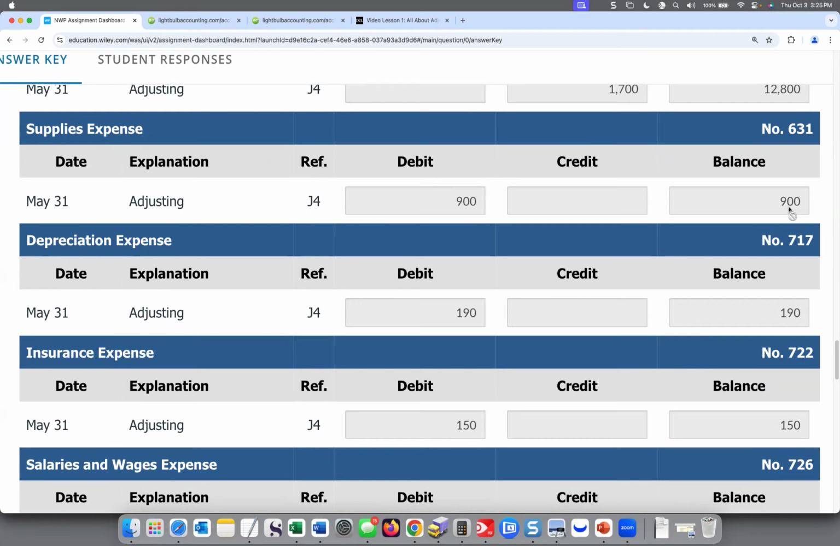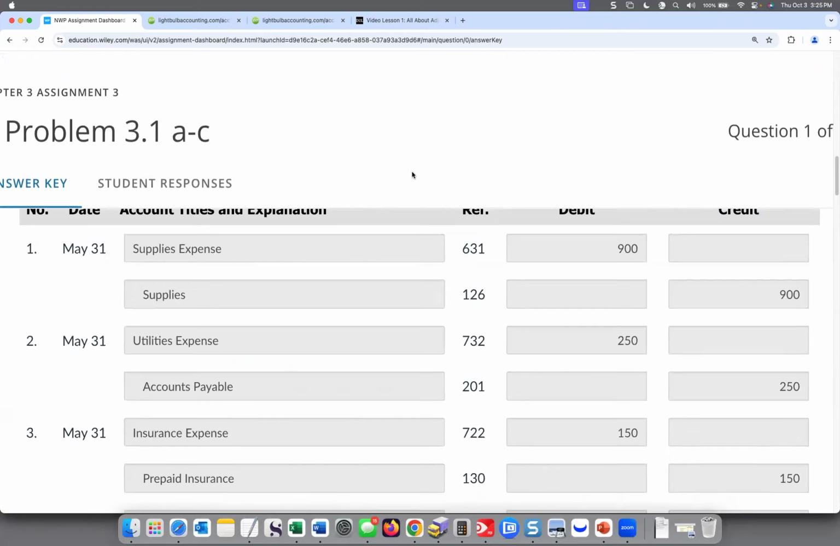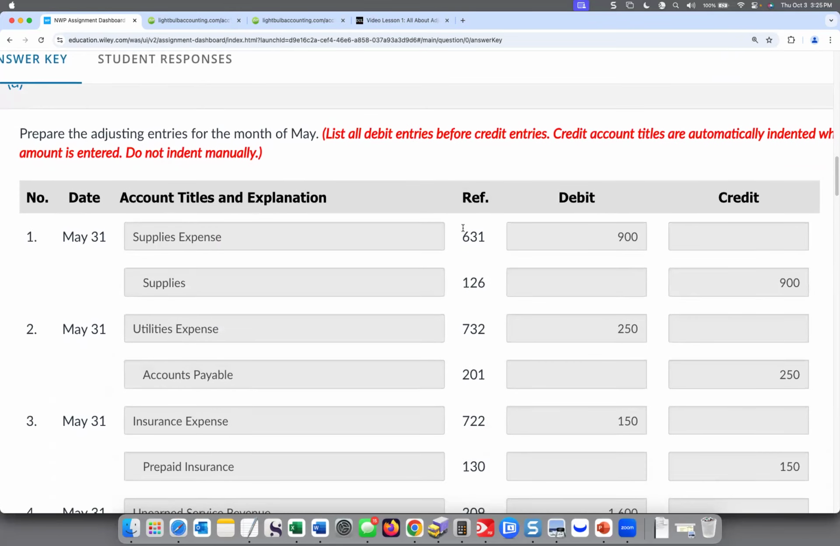Now, if Wiley had given you the option to do this, you would take that number 631 for the account and go back up to your journal page and put the 631 in there. But they chose to do that for you, so you didn't have to do that. But when you post to the ledgers, you have to cross post it back and put that number in that line in the journal entry to show that you have posted that portion of the entry to the general ledger account. And then supplies is credited for $900.